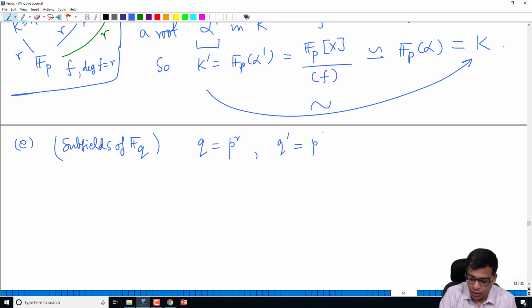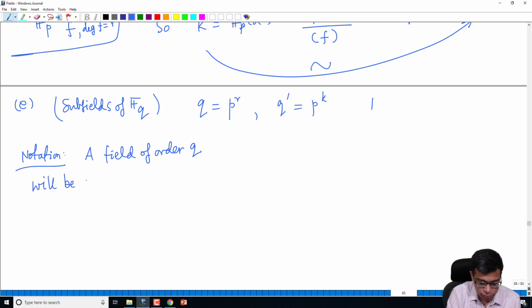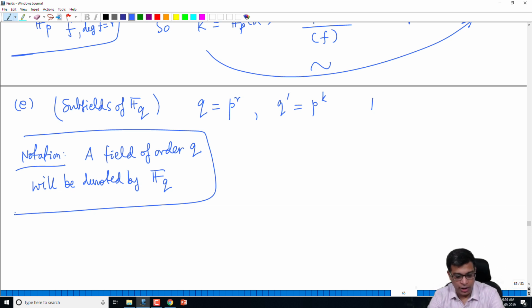So one direction is clear. Let's say q is p power r and q prime is p power k. Also a notation, I should have written this before: a field of order q will be denoted by Fq. By part B, any two fields of order q are isomorphic, so up to isomorphism, I am allowed to use this symbol to denote any field of order q.